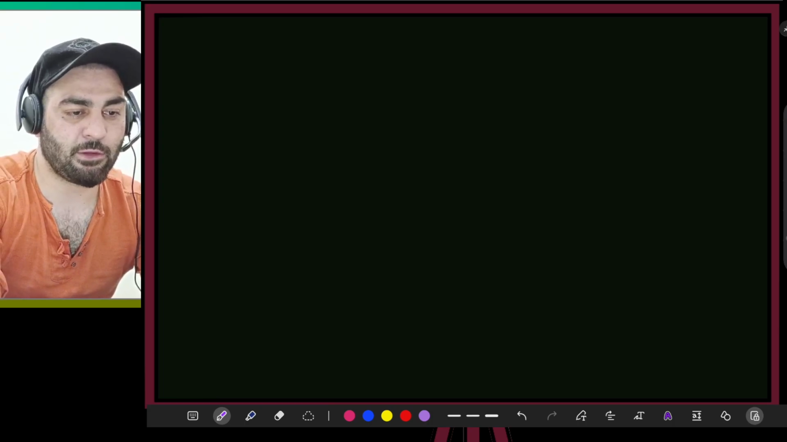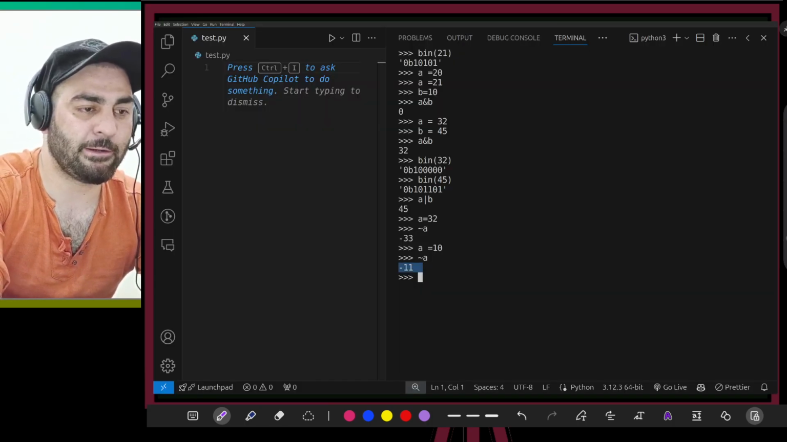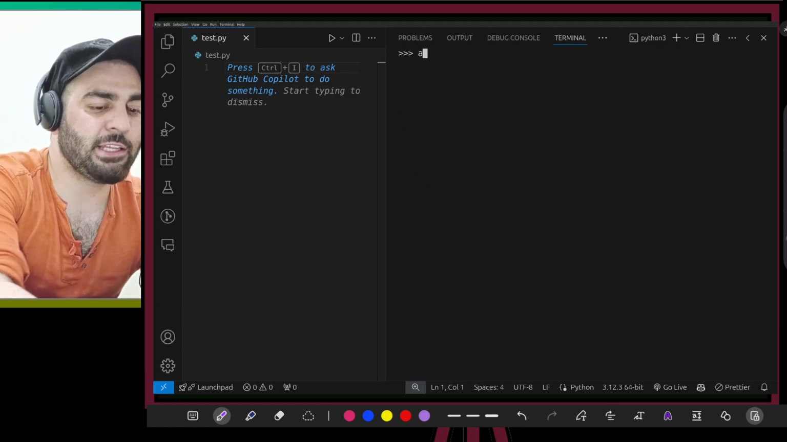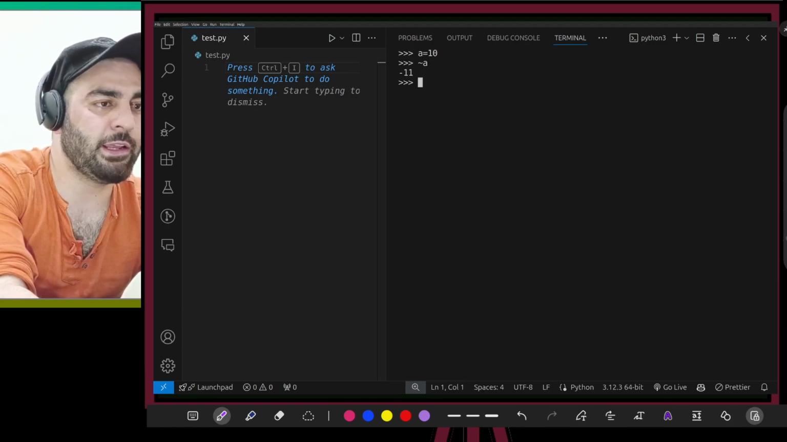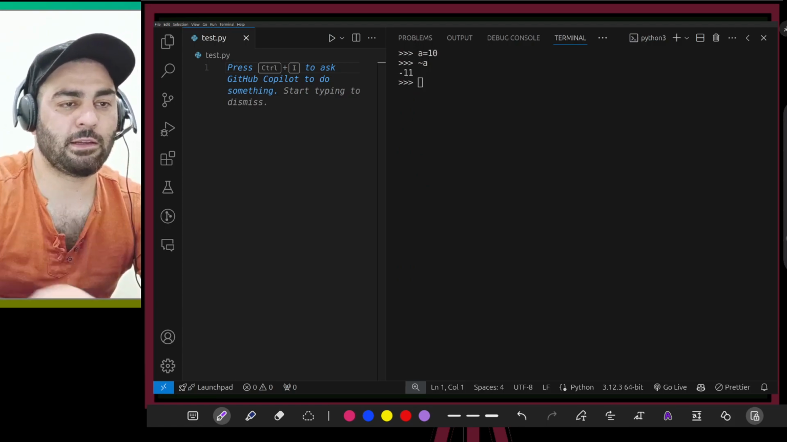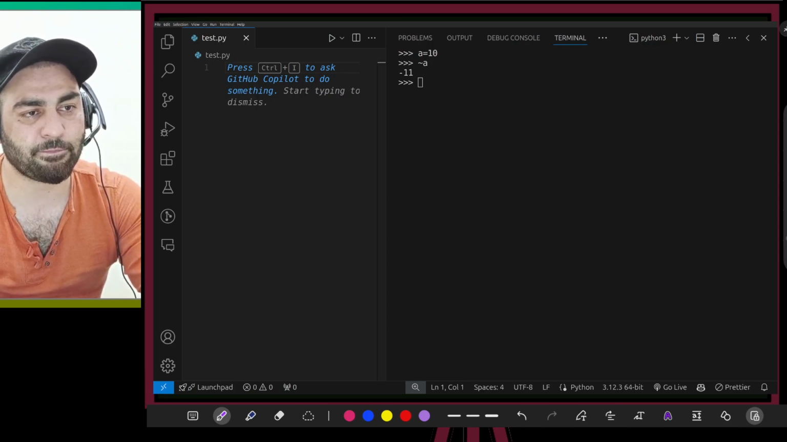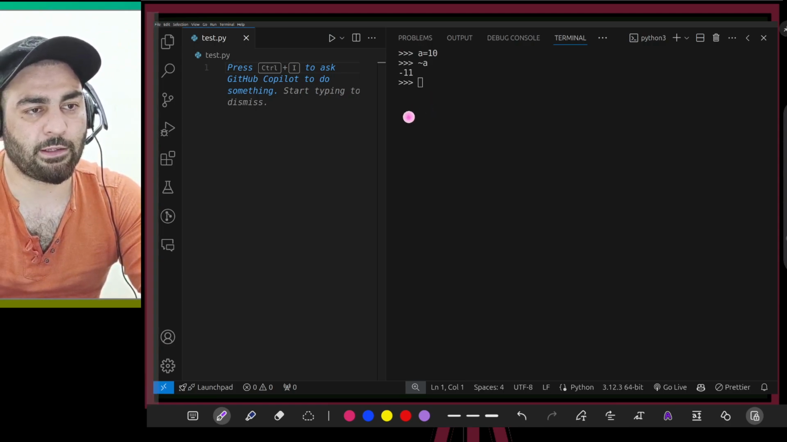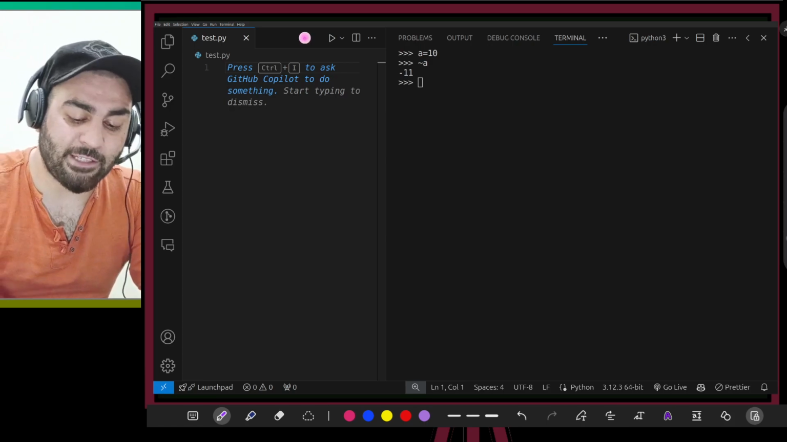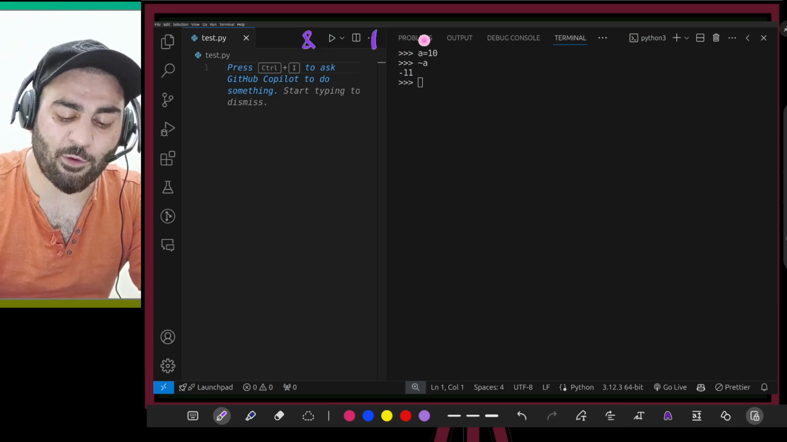So I'll just turn to the VS Code, okay. So this is over here. So I'll clear the screen. A is equal to 10, not of A is equal to minus 11. Is it clear on the screen? So over here, A is equal to 10, not A is equal to minus 11. Any questions? Okay, now we have seen what AND does, what OR does, we've also seen what NOT does.